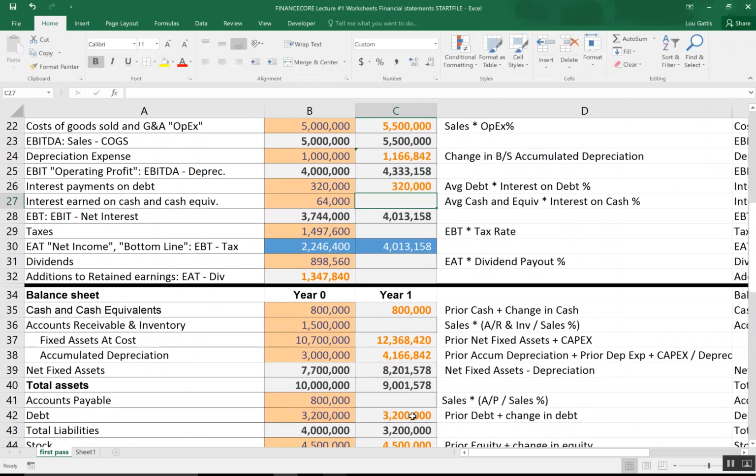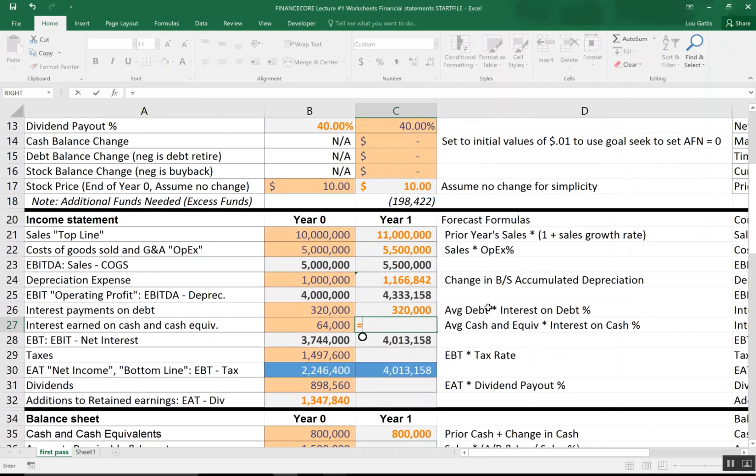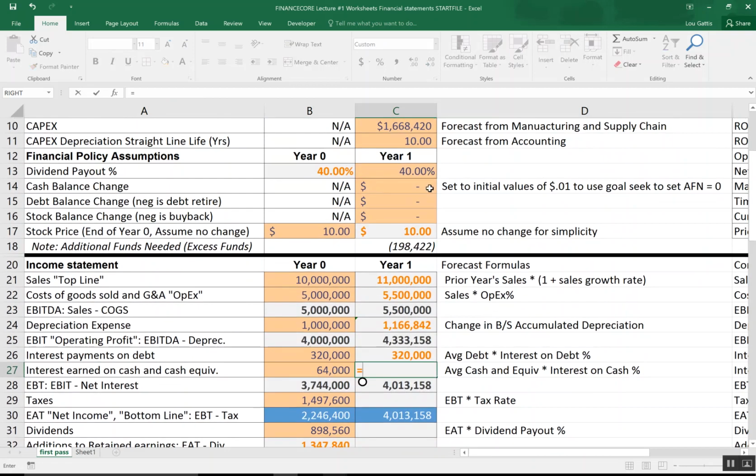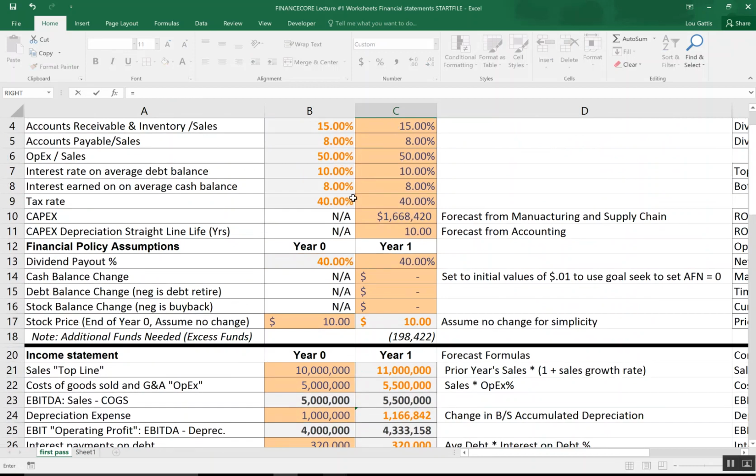We're going to do the same type of thing for cash. I'm going to take my interest earned on cash or cash equivalents, short-term interest-bearing securities. So I'll take my 8% times the average of my cash balance.